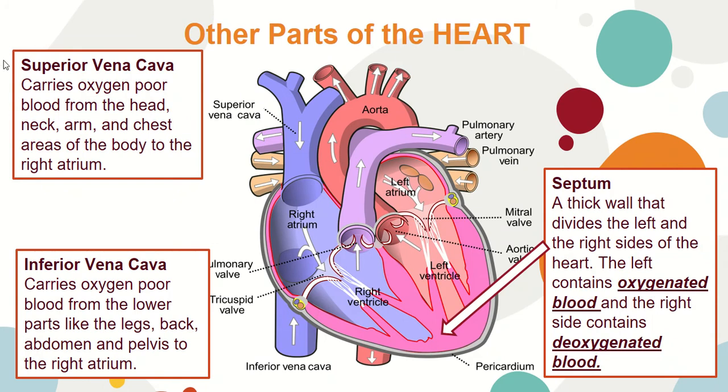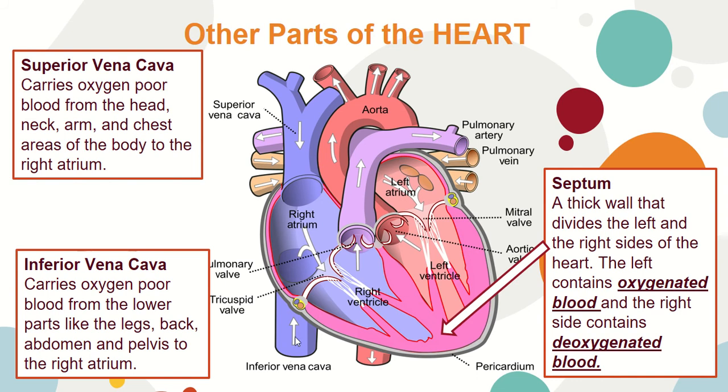Next, we have other parts of the heart. We have what we call the vena cava. We have the superior vena cava. It carries oxygen-poor blood, or deoxygenated blood, from the head, neck, arm, and chest area of the body to the right atrium. So, meaning the blood it carries came from the upper part of our body.